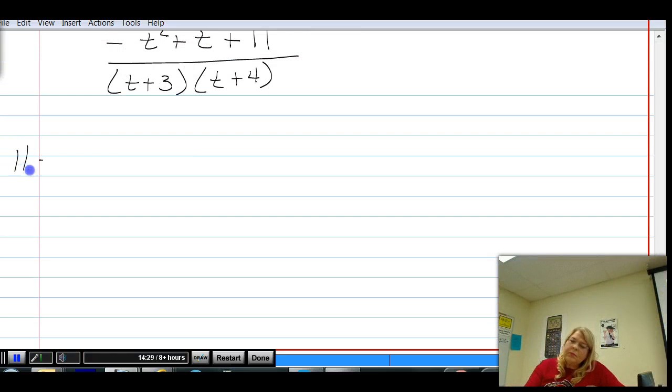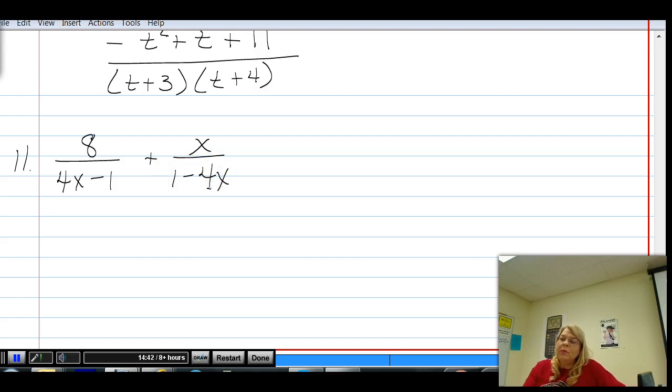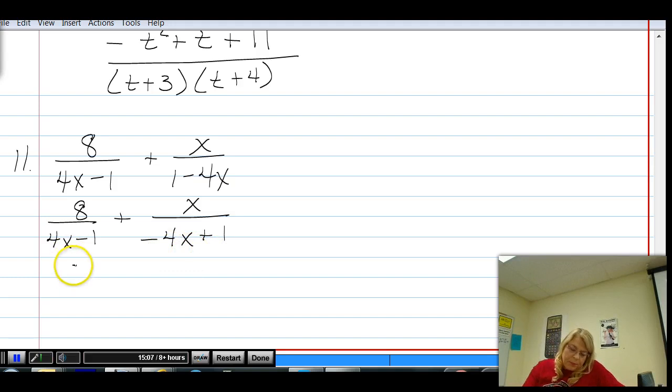Number 11 is 8 over 4x minus 1 plus x over 1 minus 4x. There's a couple of ways of doing this. You have to realize that my 4x minus 1 and this one are kind of backwards, but if I tried to turn them around, it would be negative 4x plus 1. So I need to get that negative sign out of this one so that they look the same.